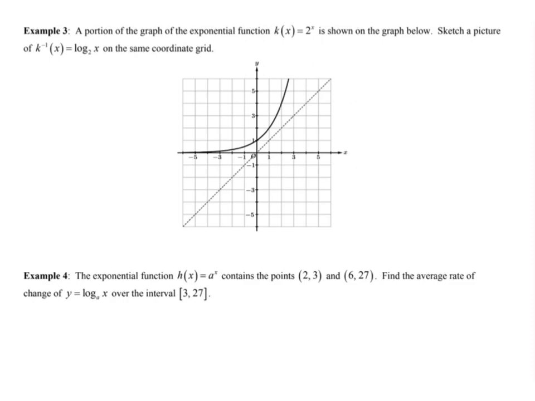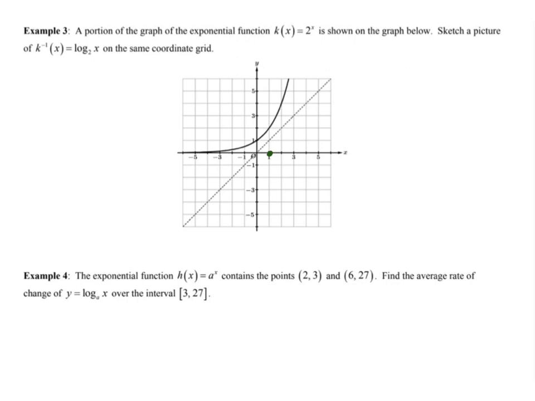All right, let's go on to example 3. It says a portion of the graph of the exponential function k of x equals 2 to the x is shown on the graph below. Sketch a picture of the inverse, k inverse of x, which would be log base 2 of x, on the same picture. So what we want to do here is mark some points that are easily visible on this graph. I see 0, 1. So on the logarithmic one, I know it's going to go through 1, 0. Do you see what I'm saying?